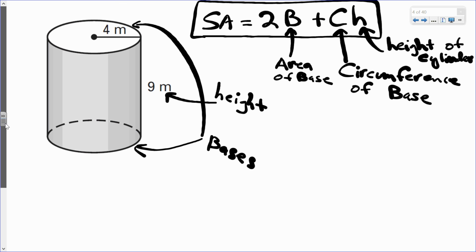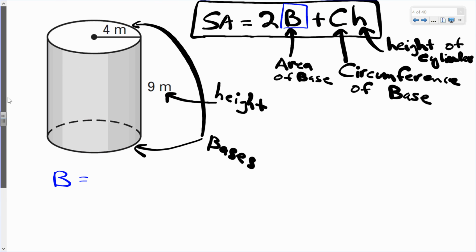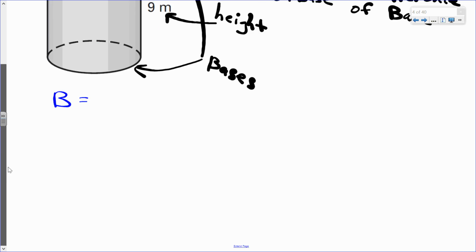So mission number 1 is let's figure out the area of one of the bases. Capital B, the area of one of the bases. What's the formula for the area of a circle? Because that's what the base is. It's a circle. So I have to find the area of a circle. 2 pi r would be the circumference, right, it's right up here.